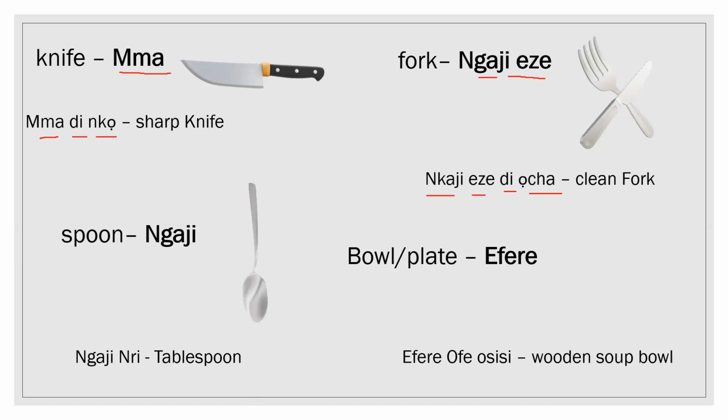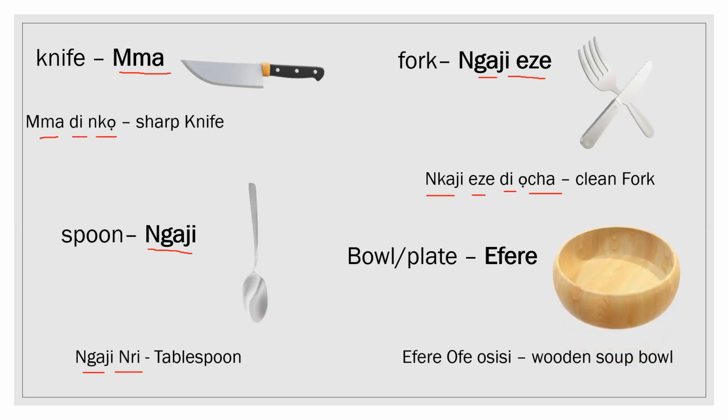Okay, then we have ngaji itself, which is spoon. Okay, fork is ngaji eze. Eze is teeth, so literally it's like the spoon that has teeth, which is true because that's how a fork looks. But spoon, it's ngaji. Those are very simple phrases. Tablespoon, ngaji.